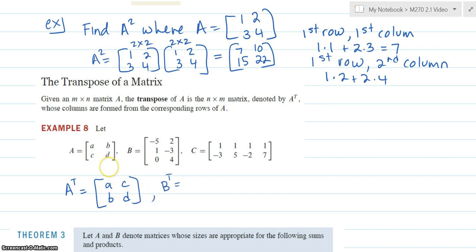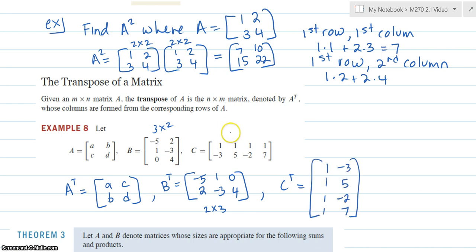So the size didn't change for A because it was a square matrix, but B is actually a 3 by 2, so this should become a 2 by 3. What does it become? Well, the rows are the columns, so this would be negative 5, 2. The next one would be 1, negative 3, and 0, 4. So see if you can do C transpose. Pause it. What's the answer? There it is. Makes sense. This is a 2 by 4, so this is going to be a 4 by 2. The rows are the columns, and the columns are the rows.